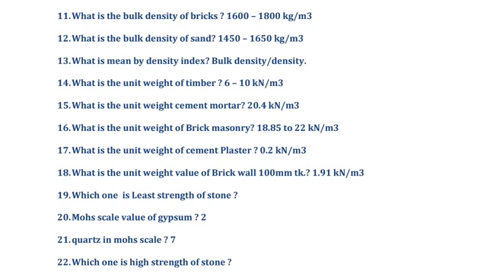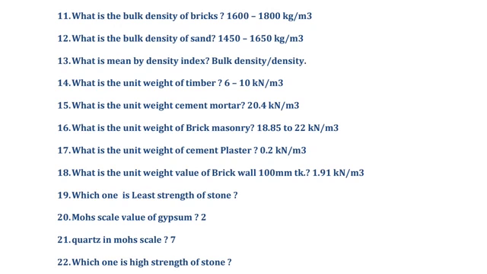So what is the bulk density of bricks? The bulk density of bricks lies between 1600 to 1800 kg per meter cube. And what is the value of bulk density of sand? 1450 to 1650 kilogram per meter cube. So brick's value is 1600 to 1800, sand's value is 1450 to 1650. So bulk density of sand is always less than bulk density of bricks.